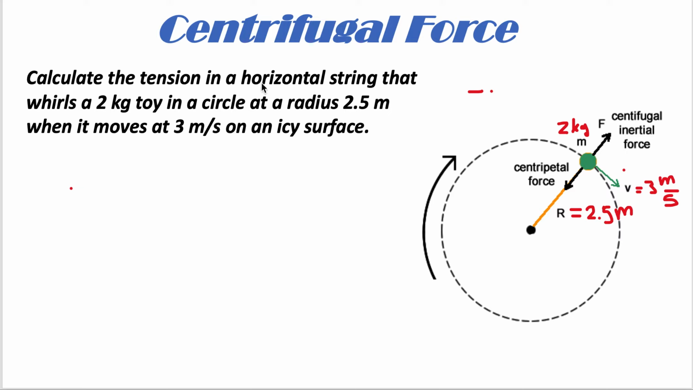Calculate the tension in a horizontal string that whirls a 2 kilogram toy in a circle at a radius of 2.5 meter when it moves at 3 meter per second on an ice surface. So this is the toy, let's say, with a mass of 2 kilogram, and it moves with a tangential speed, which is 3 meter per second. Okay, and the radius is 2.5 meter.